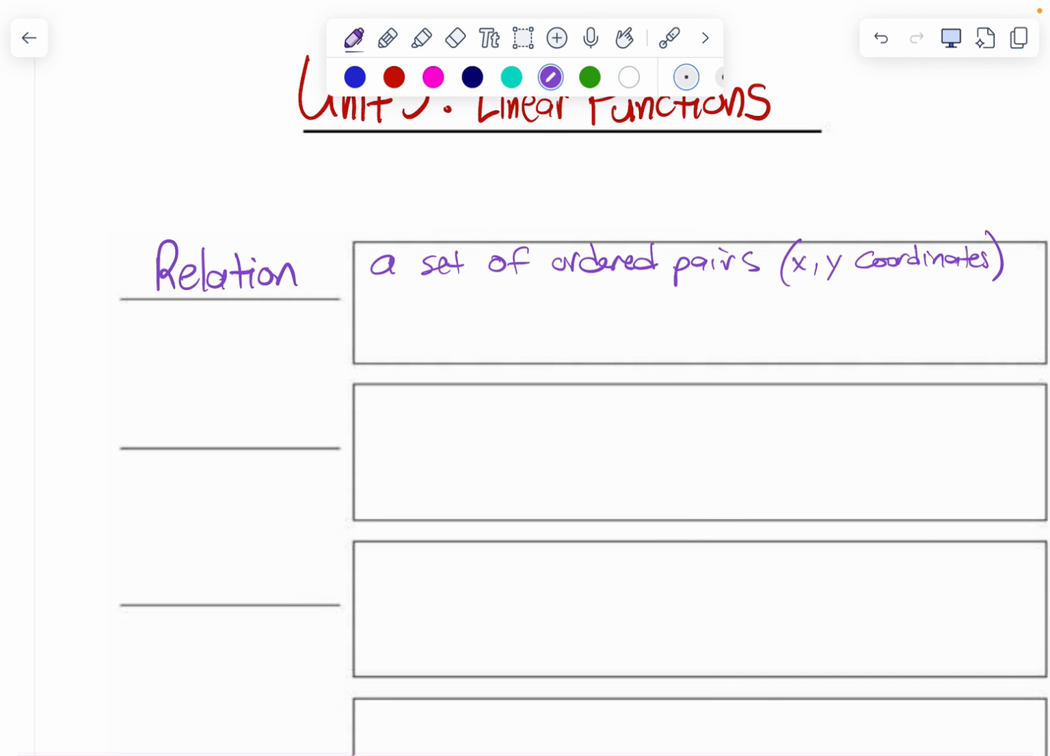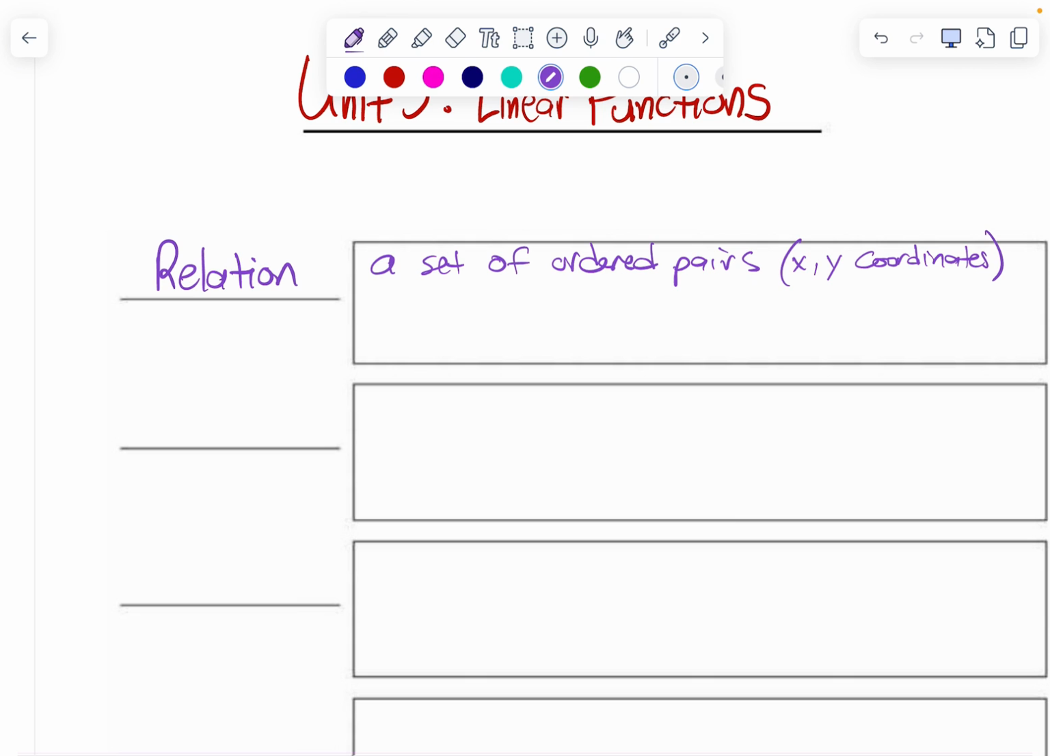Can you not see? Okay. Is that any better? Like just barely? That's okay? If I stand kind of right here like this?